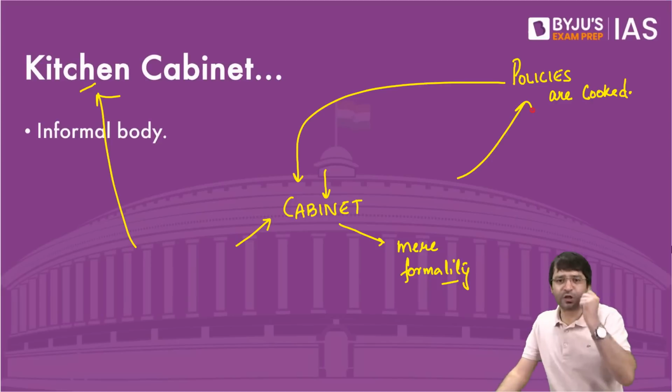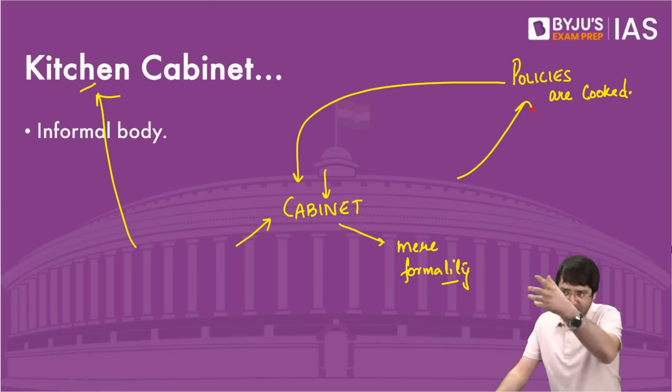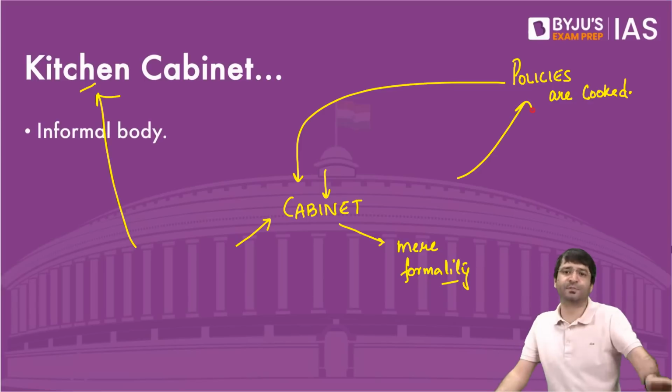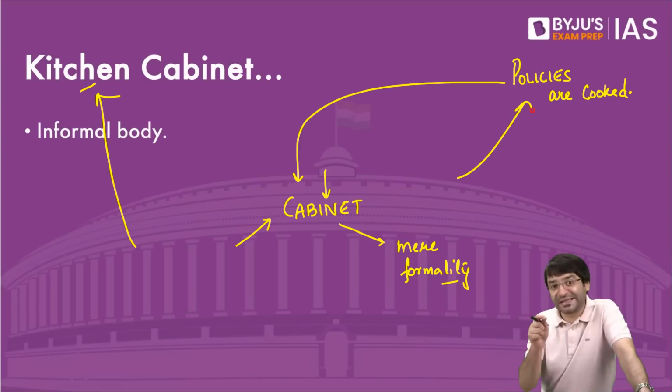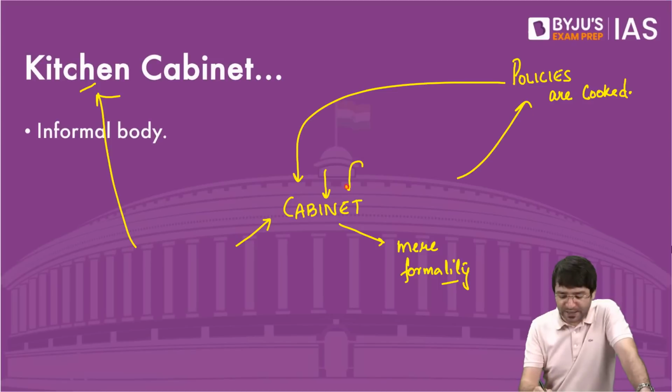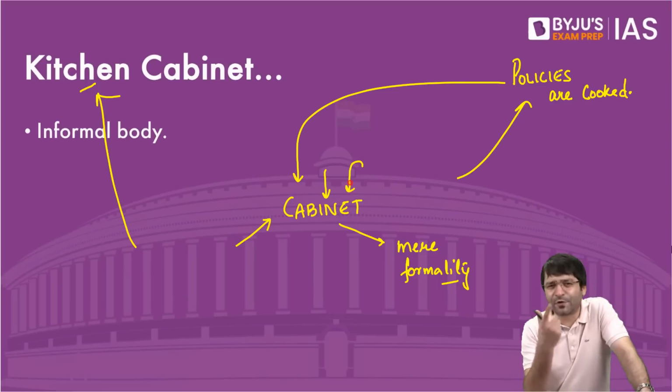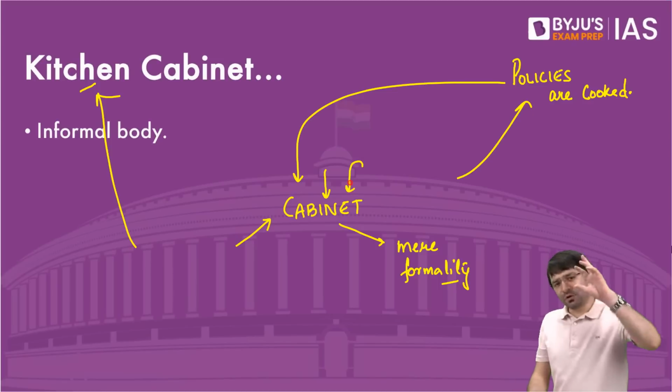Yes, this Jammu and Kashmir reorganization bill should be passed by the parliament. We will ask the president, please give us the permission to introduce this bill in the parliament. So basically, the decision ultimately has to be taken by the cabinet, but it is only a mere formality because policy has already been cooked.